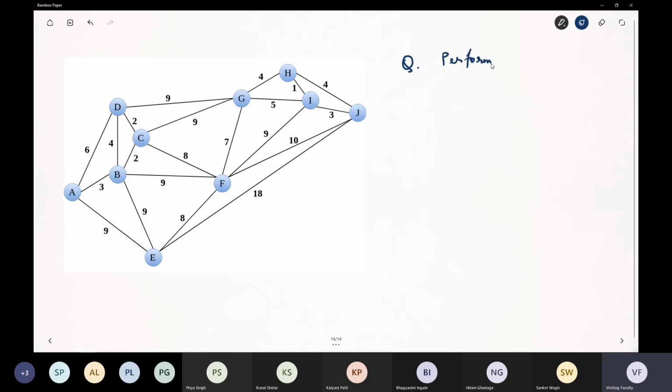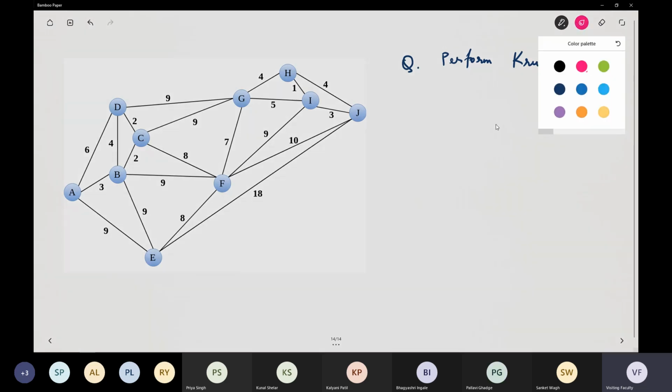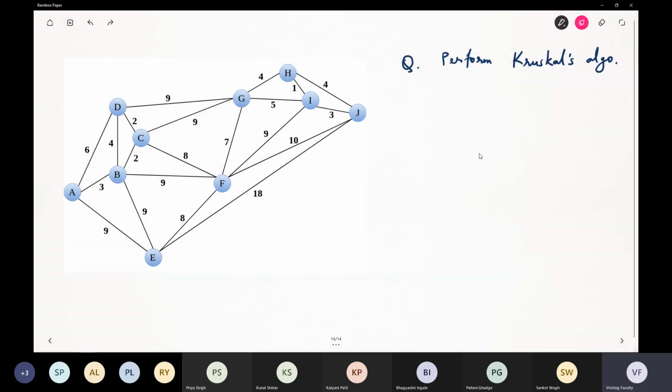The question is perform Kruskal's algorithm. Okay, and you can start from some vertex. Well, you don't have to start from a vertex here since it's Kruskal. So it's okay. So perform Kruskal's algorithm. So think about it. Take 2 minutes, and then I'll start writing.